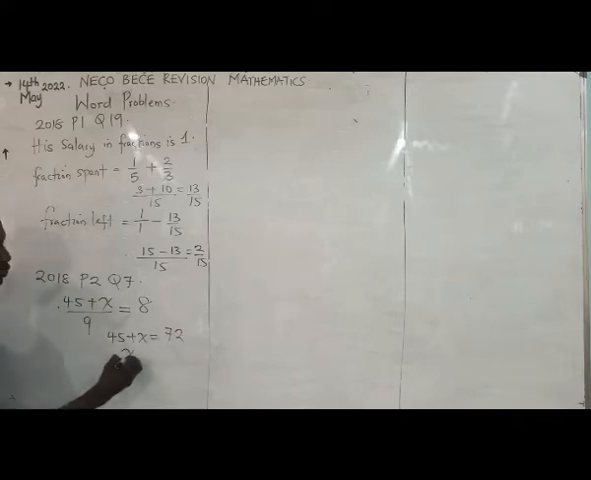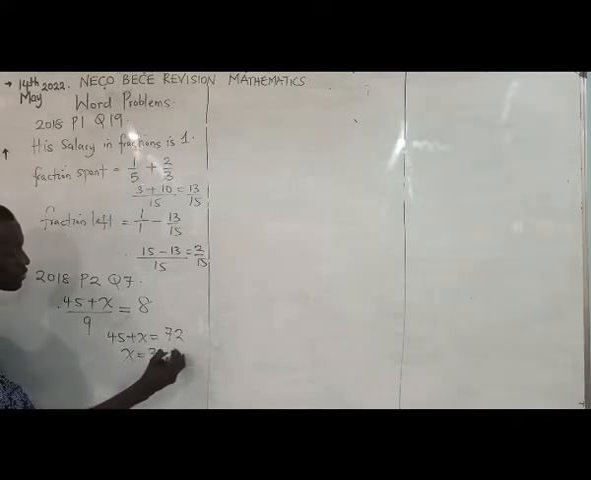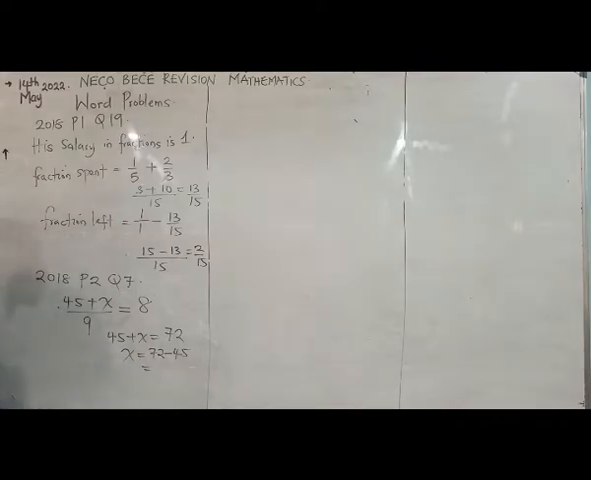So x will be equal to 72 minus 45. And if you do that correctly, your answer should be 27. So that settles that problem. That's for paper 2, question number 7. Alright, so the number we're looking for is what?